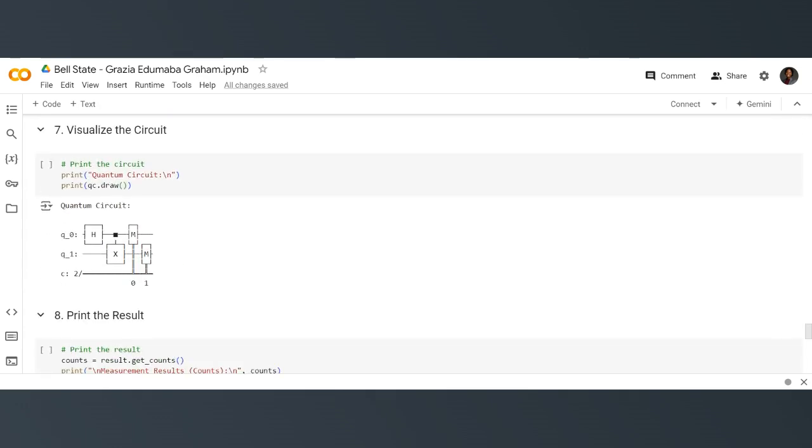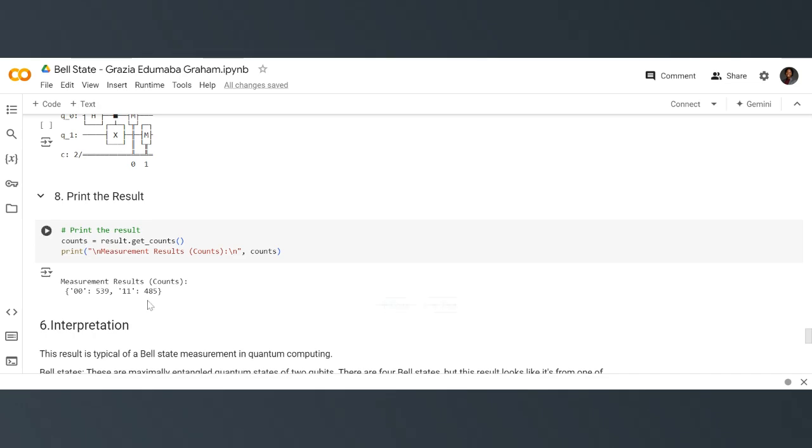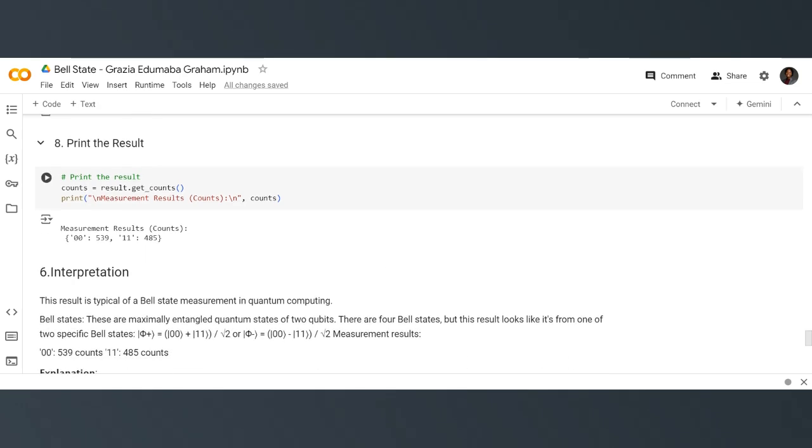So let's visualize our result. This is the circuit we created. The H is the Hadamard gate, and you can see the other gates. There are the CNOT gates. Then the M shows the measurements, or the collapsed states of our qubits. Then we print the counts. So at the end of the day, this is the result it shows.